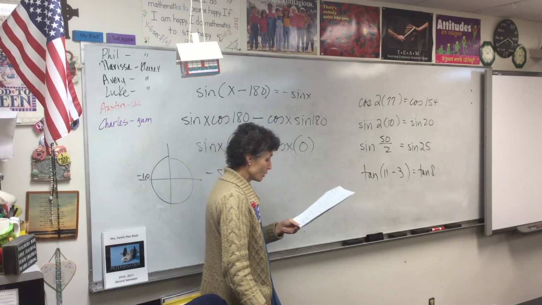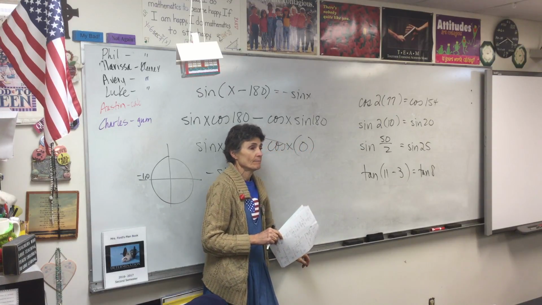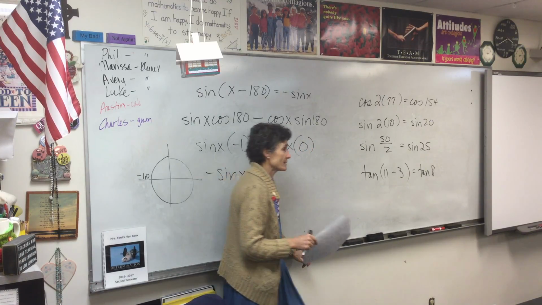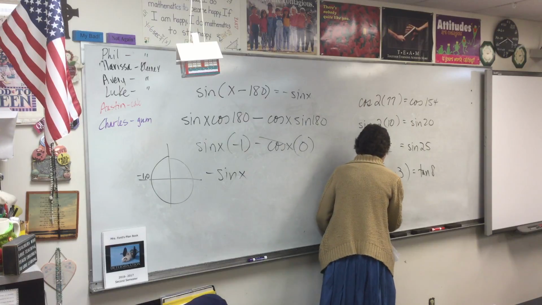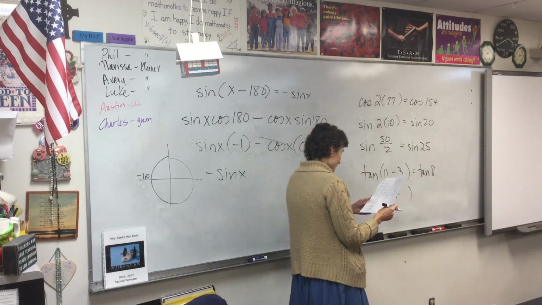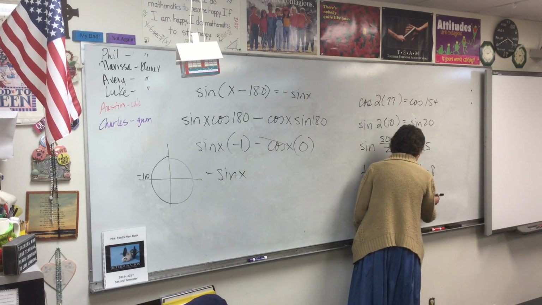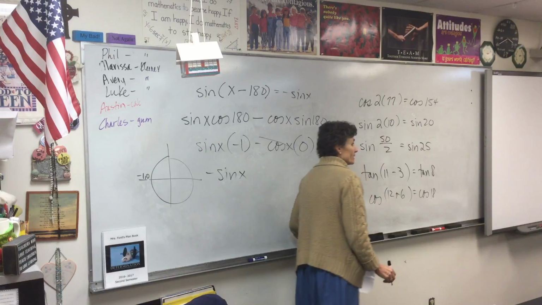F. Cosine cosine minus sine sine. That's a cosine plus. So my angles are 12 and 6. So this is a formula for the cosine of 18.